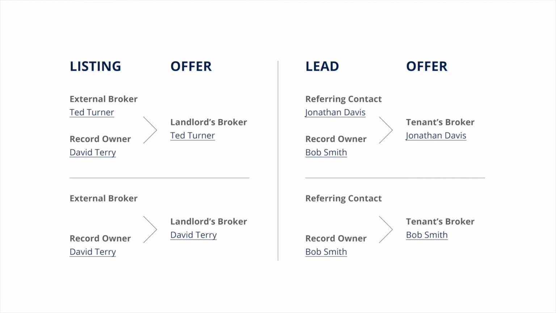They must be changed in the lead and listing records. Buyer or tenant's broker can be changed by editing the referring contact field or record owner in the lead record. Seller or landlord's broker can be changed by editing the external broker field or record owner in the listing record.